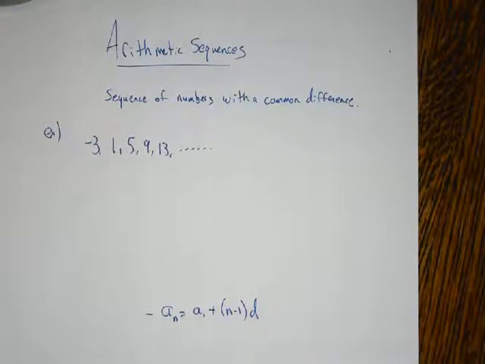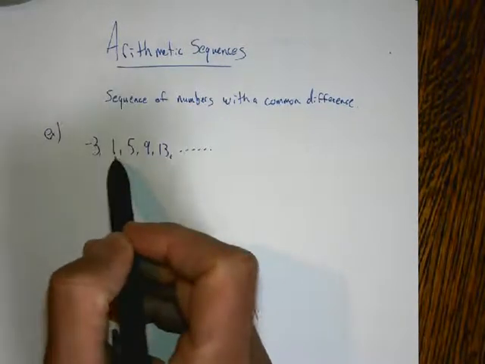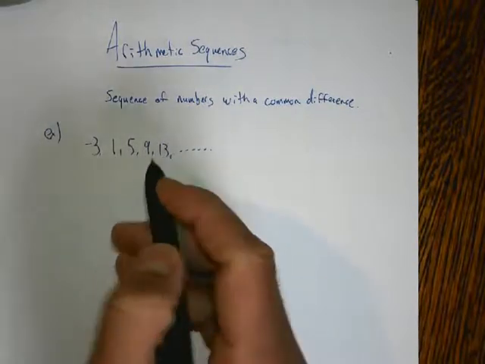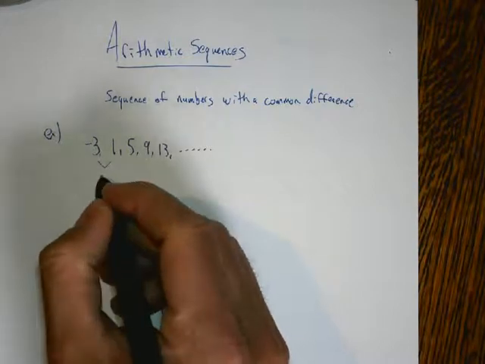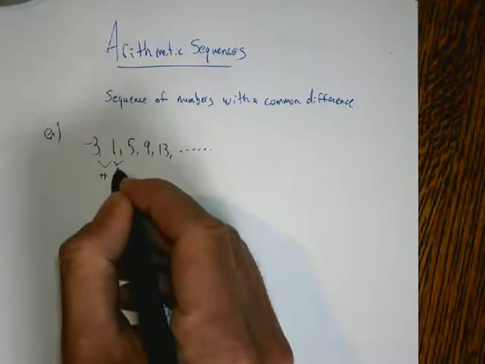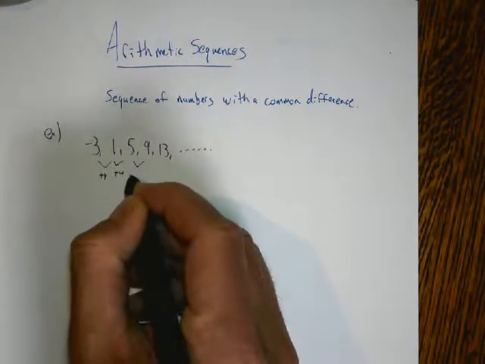So here we go. Arithmetic sequences. Arithmetic sequences are a sequence of numbers that all have a common difference between them. If you look at the one that I put here for a quick example, I start at -3, 1, 5, 9, and 13. You'll notice that between each one of these, it goes up by 4. So the commonality between each one of these is a +4.